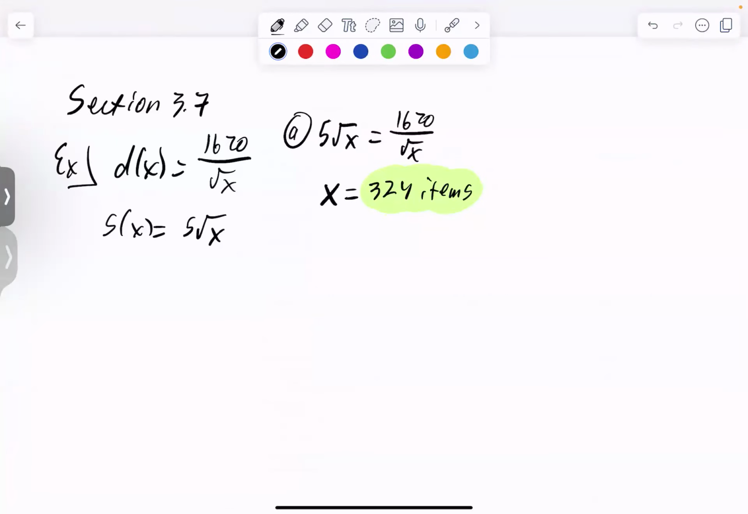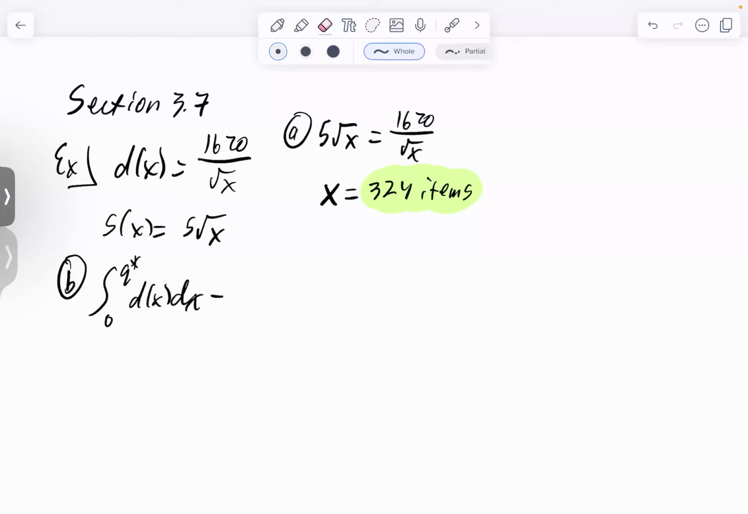And then part B says, we're going to actually do some calculus here. It says find the consumer surplus. Now the consumer surplus, and we use x in this case, minus p star times q star. And what we have found with our x value here is that this is my q star. And we have not found our p star.